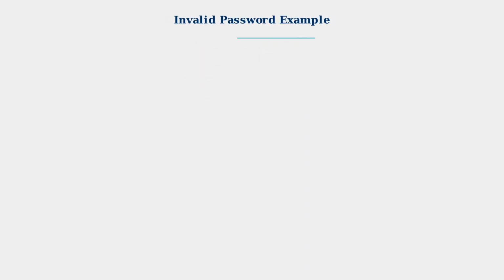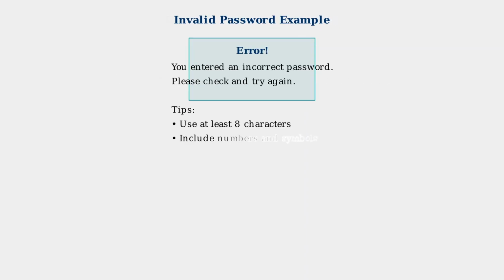For example, an invalid password message should clearly state the problem and provide helpful tips like minimum length and character requirements. Focuses on help and documentation. Even though it is better if the system can be used without documentation, it may be necessary to provide help and documentation. Any such information should be easy to search, focused on the user's task, list concrete steps to be carried out, and not be too large.